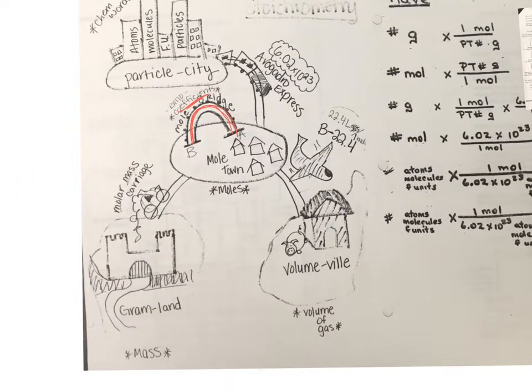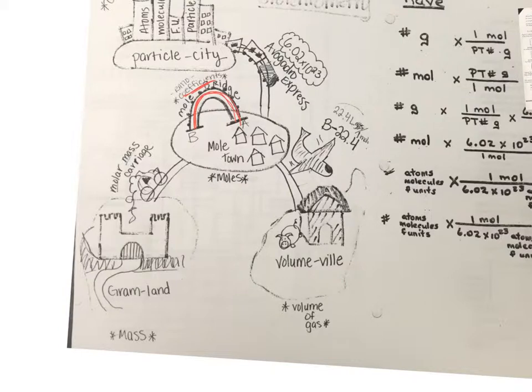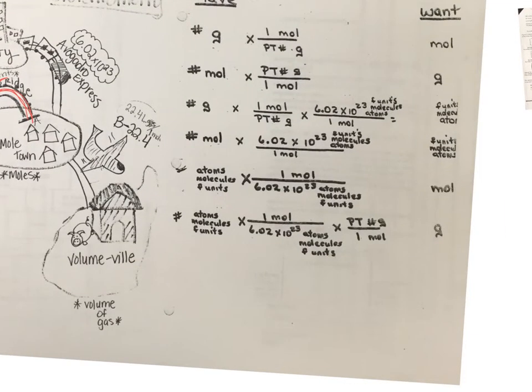But the big idea is that you can't go from any of those cities to the other cities without going through Mole Town. So you do need to convert to moles. That's your big rule in this chapter. Any questions on the map? We're all good? Sweet.